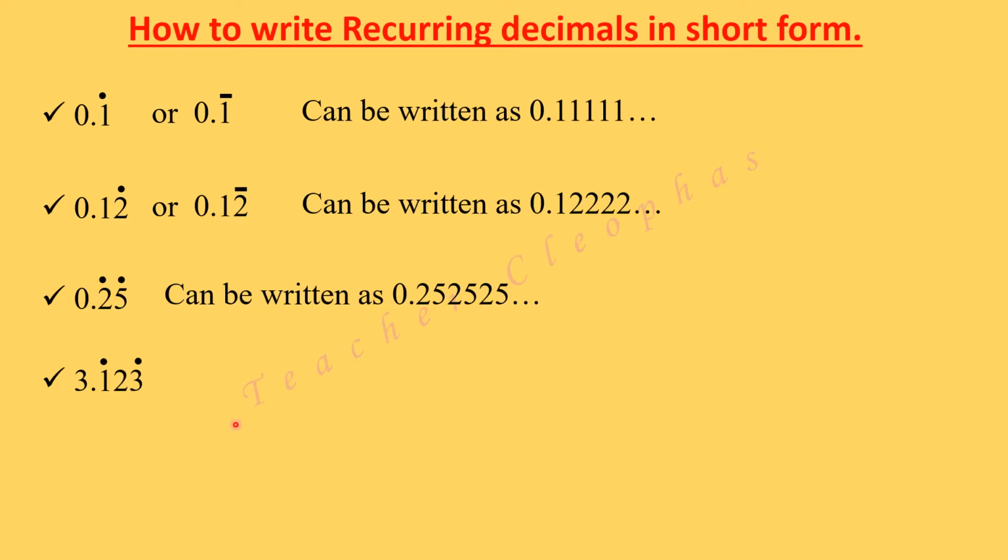Another example is 3.123. We can see that the dot is on 1 and 3. This means that even 2 is included, so the repetition takes place for the 3 digits after the decimal point. So this can be written as 3.123, 123, 123. 123 repeats itself, so we can show this with 3 dots.